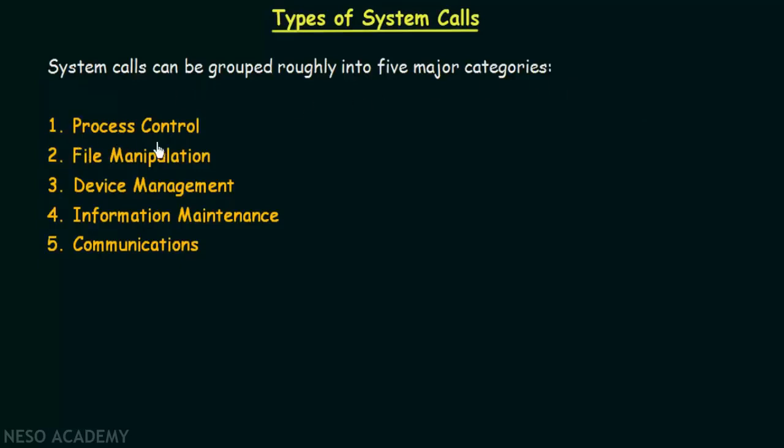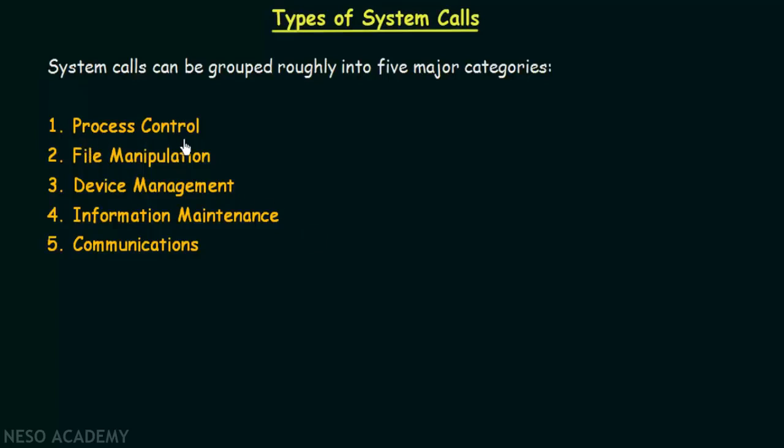So here we have the 5 categories of system calls. The first one is process control, second is file manipulation, third is device management, fourth is information maintenance, and fifth is communications. So these are the 5 groups or 5 major categories of system calls, and all the system calls that we have can be roughly grouped into these 5 major categories. Now let us see what the meanings of these 5 categories are one by one, and how they are different from each other.